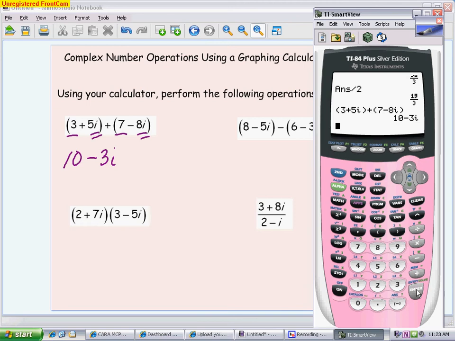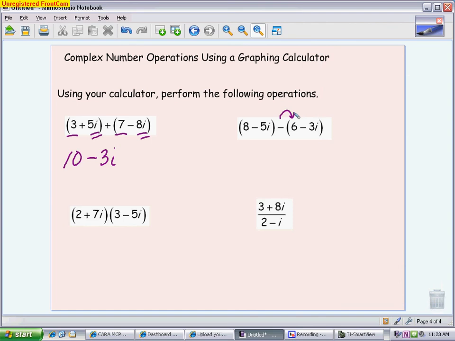So you can really choose with addition and with subtraction if you want to use a calculator, or if you want to do it by hand, or if you want to do it both ways just to check your work. For the second one, it's subtraction. If you choose to do it by hand, you have to distribute the minus sign. So you would have 8 minus 5i, and then minus 6, and then plus 3i, because you distribute that minus sign. Add real with real, imaginary with imaginary. 8 minus 6 is 2. Negative 5i plus 3i is negative 2i.